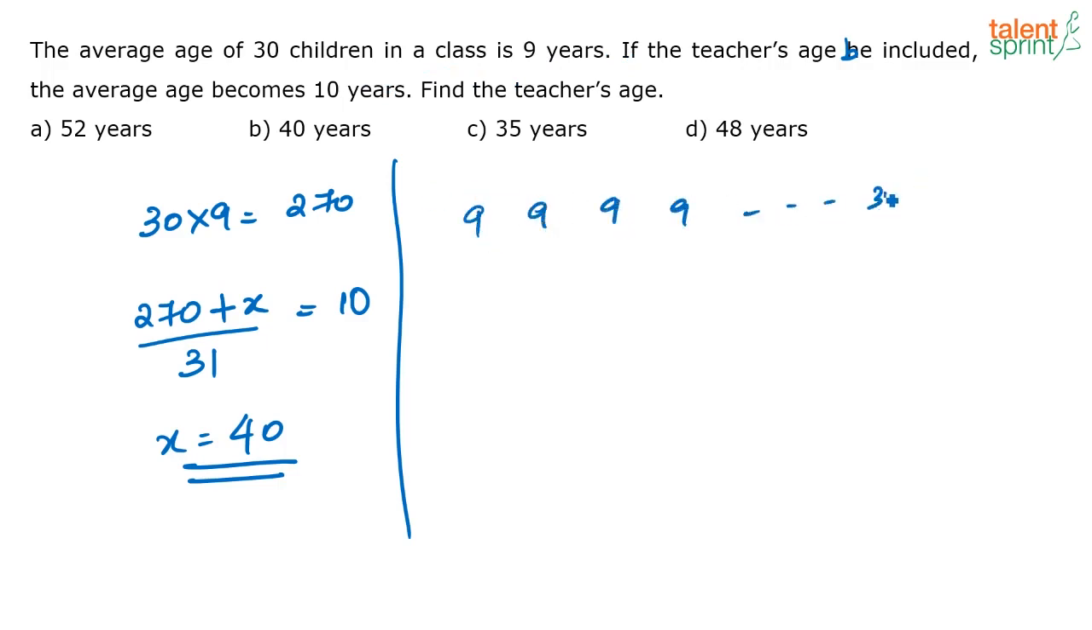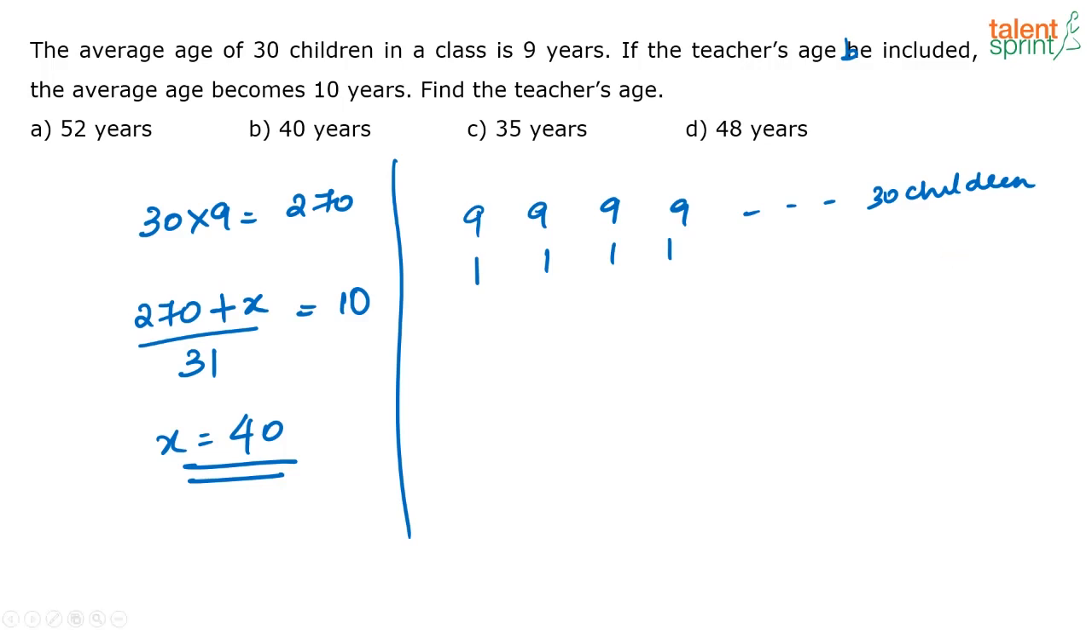Like this, there are 30 children. Now what is happening? When the teacher is joining, the average age is becoming 10 years. So I can say that for each child, the average age is increasing by 1. Correct? So for all these 30 children, the average age is increasing by 1.